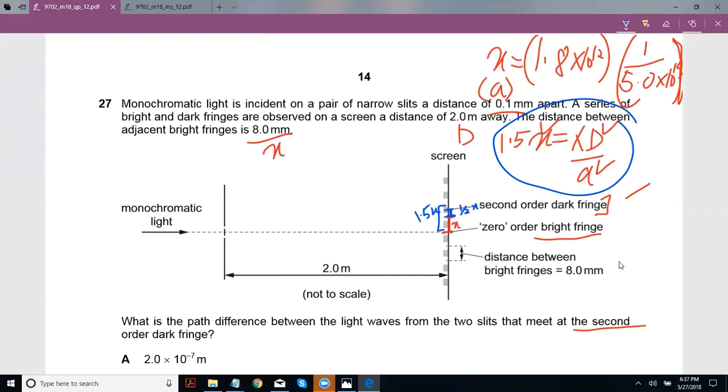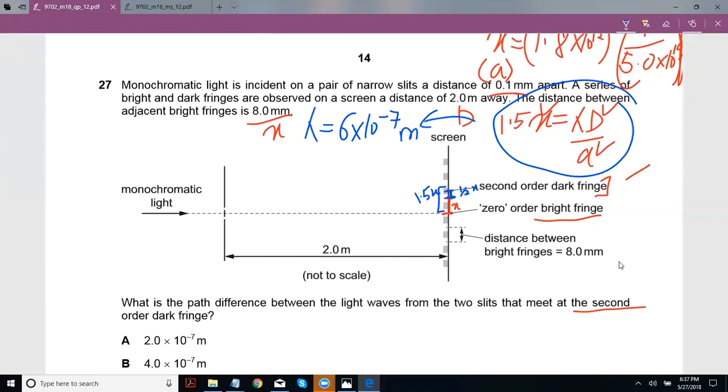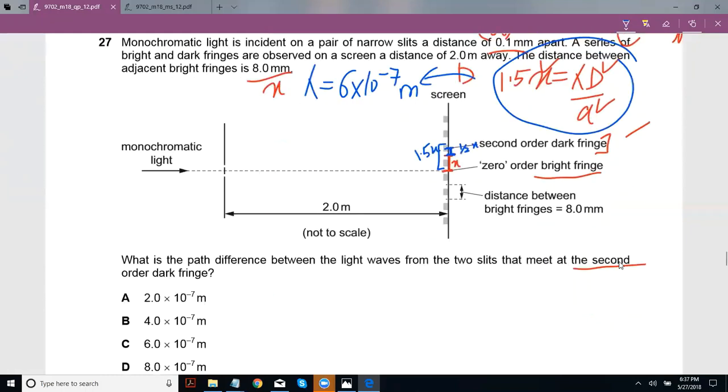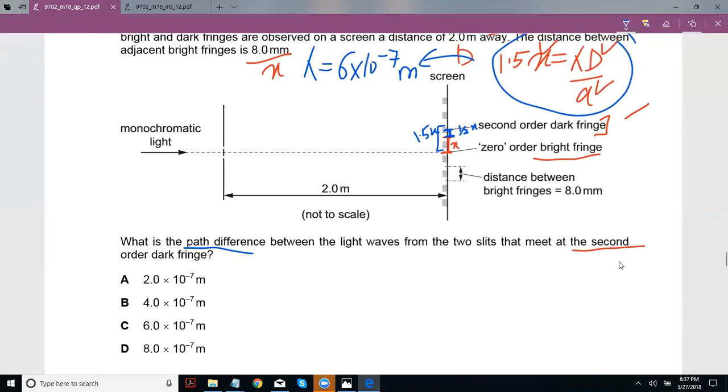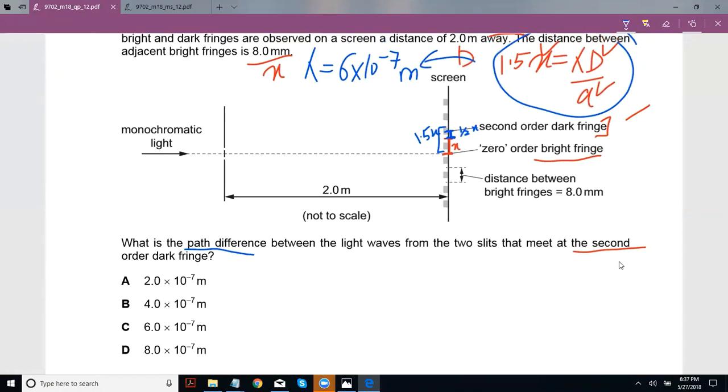6 into 10 minus 7. So you get lambda 6 into 10 power minus 7 meters. They've asked the path difference. What do they mean by the path difference? Oh, wait. पहले I think सीधा lambda calculate कर लेते हैं x से.